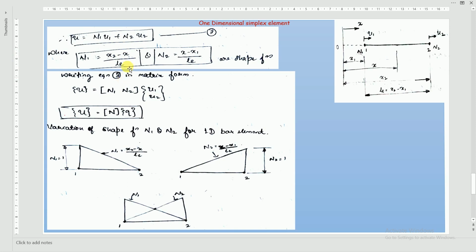x2 minus x1 is the length of the element, LE. LE will cancel and you will get 1, right? Now same here, when you substitute x equal to x1 for n2, this will be 0. You can see that has been written here.